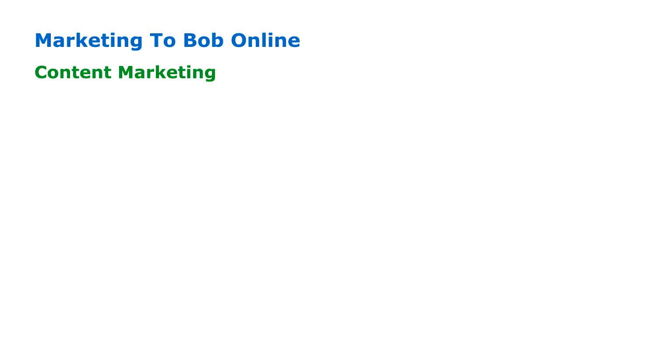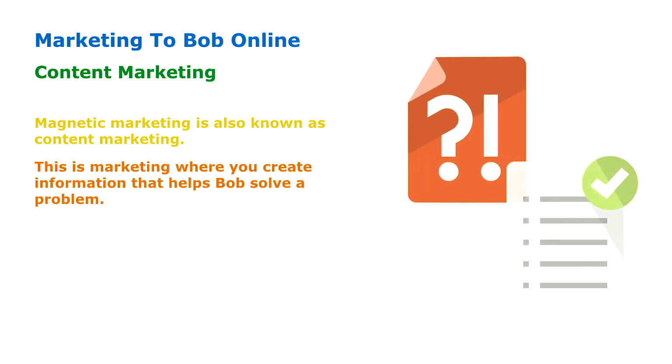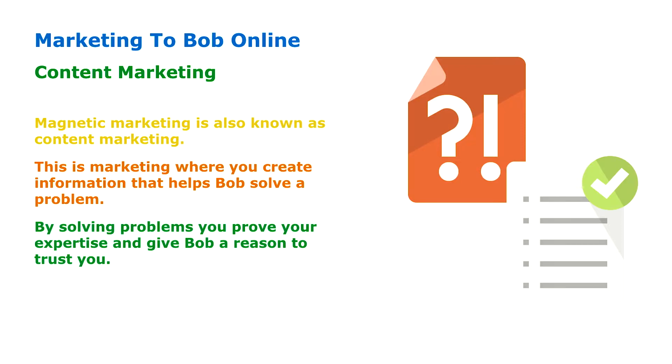So what we have to do is introduce this term now of content marketing. Magnetic marketing is also known as content marketing. This is marketing where you create information that helps Bob solve a problem. By solving problems, you prove your expertise and give Bob a reason to trust you and ultimately buy from you.